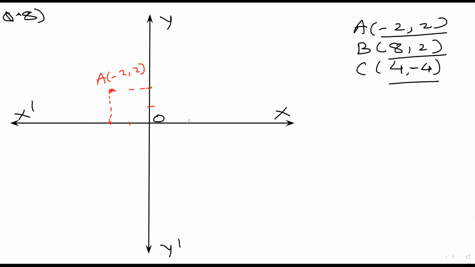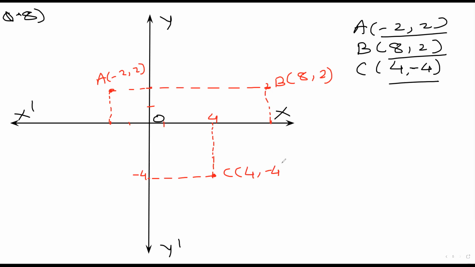Where is B? 8 comma 2, right? So let us say this is 8. First of all, you have to draw 1, 2, 3, all the things. So this is B, 8 comma 2. And where is C? 4 comma minus 4. So 4 comma minus 4 is in the fourth quadrant here. So this is 4 on the x-axis, and this is minus 4 on the y-axis, right? So this is the point C, 4 comma minus 4.